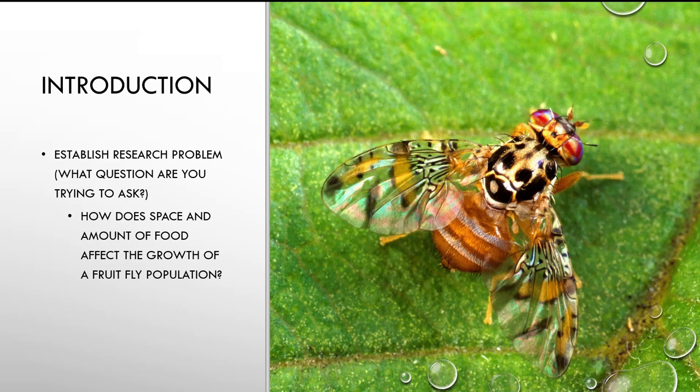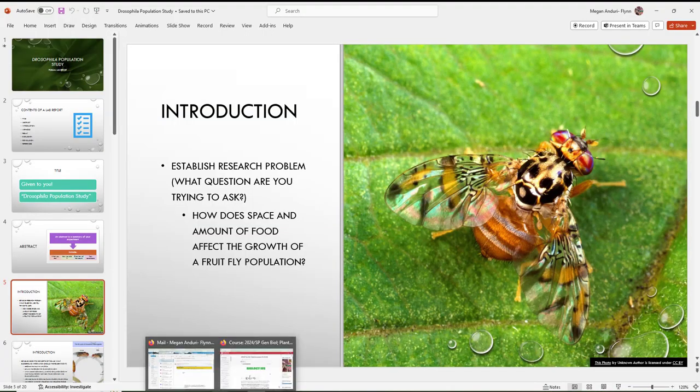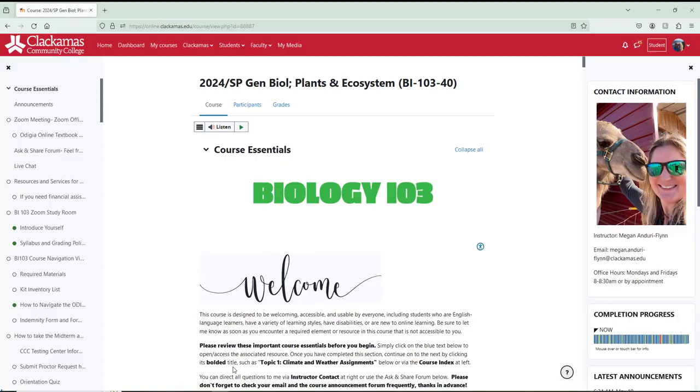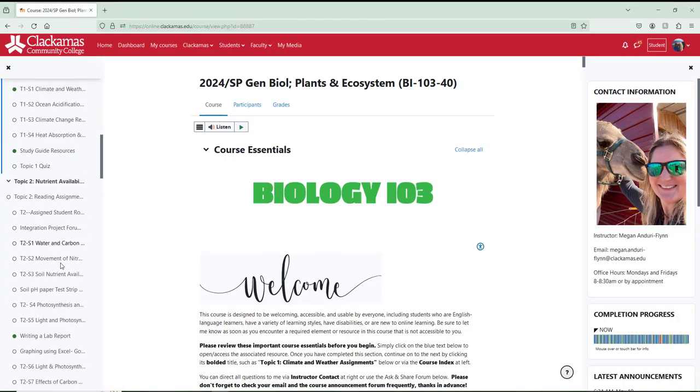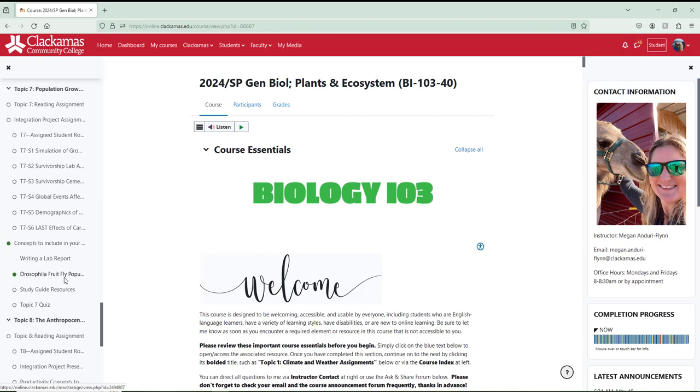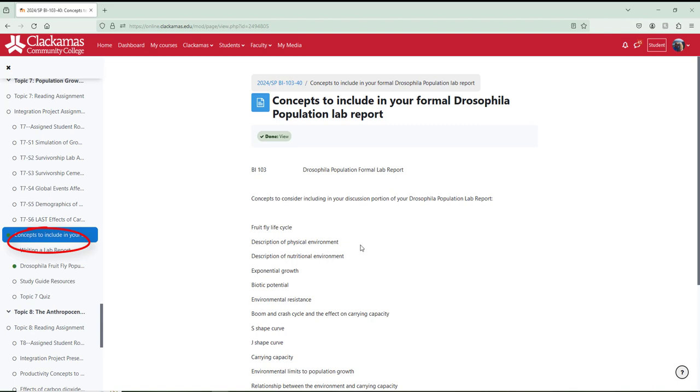Now, let me go into our Moodle page, because if we go down into our topic 7, you'll see here the Drosophila fruit fly population link. This is where you're going to be submitting your lab report. But right above it, it says concepts to include. There's a list of different concepts to include. So I've summarized some of these for the introduction.